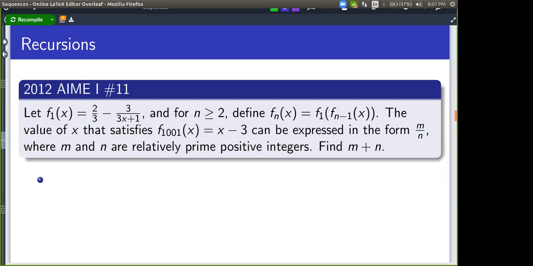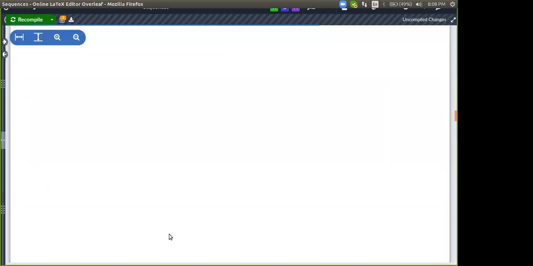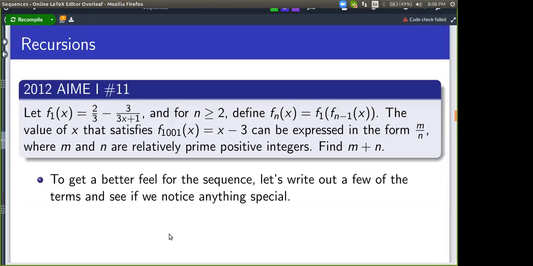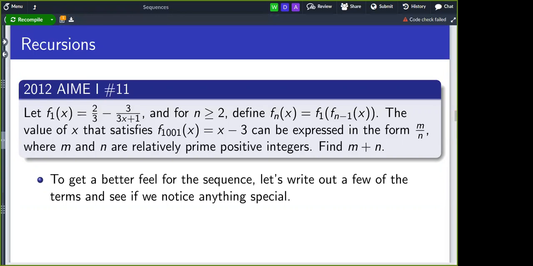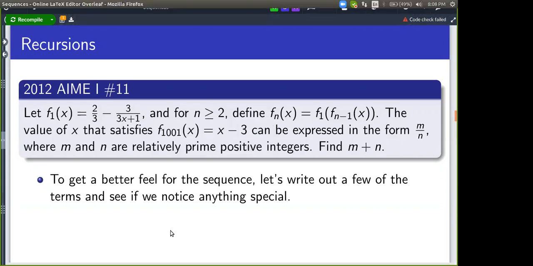Okay, so if you look at this, there's not anything immediate that you can see for how to evaluate F1001, right? So the idea is to just start calculating the first few terms and see what happens in the sequence. So we already have F1, that's 2/3 minus 3 over 3x plus 1.